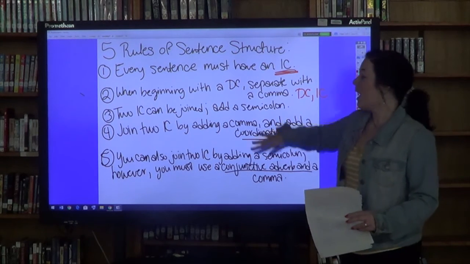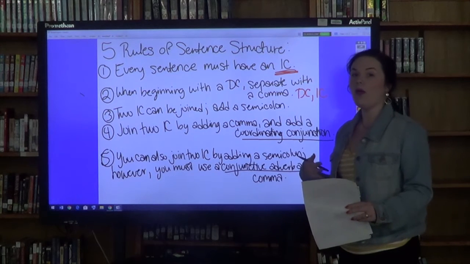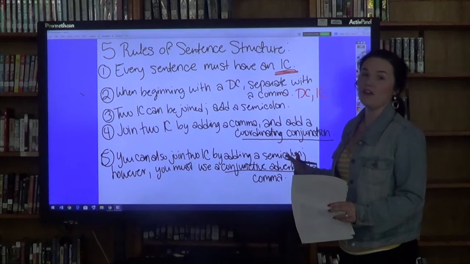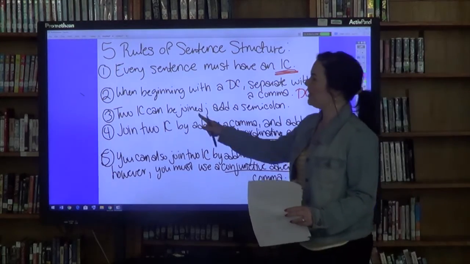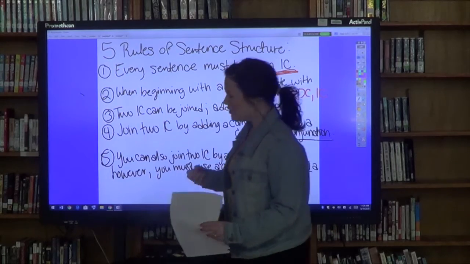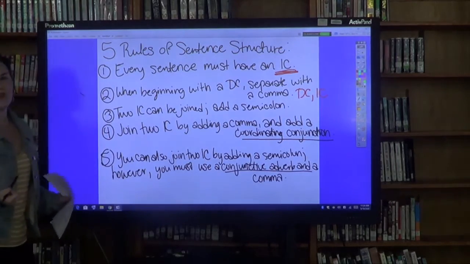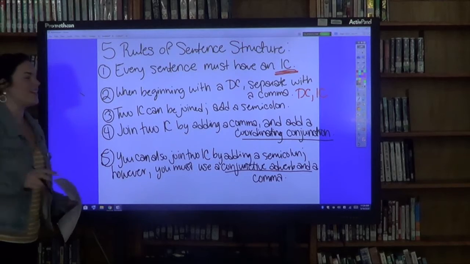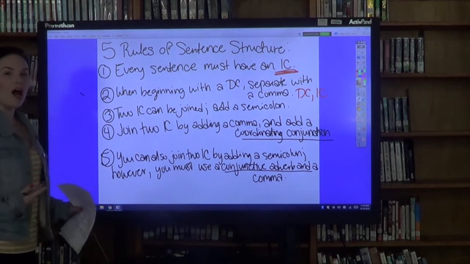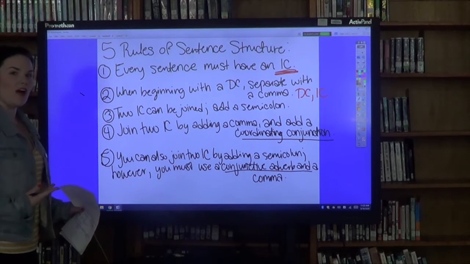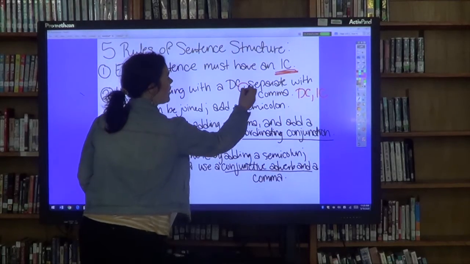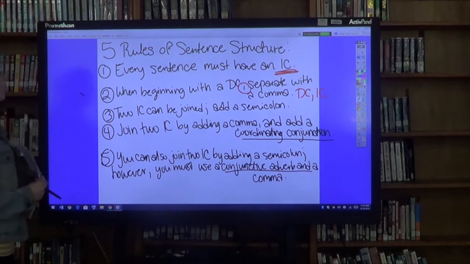And by the way, I know these rules are taking up a whole page here. If you look though, the rules themselves, I've written them out so that they also function as examples. So look right here at rule 2. When beginning with a dependent clause. You say that aloud to yourself, when beginning with a dependent clause. That is not a complete sentence. This is itself a dependent clause. But separate with a comma is an independent clause. So this example itself is actually following its own rule. See the comma?